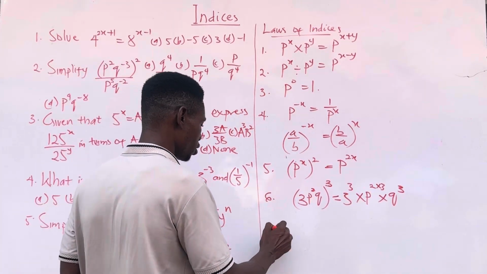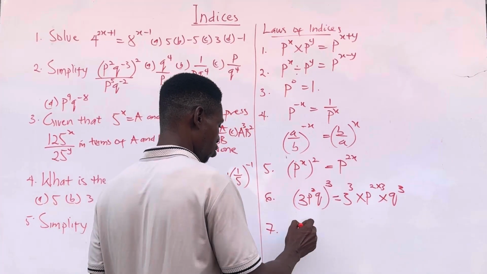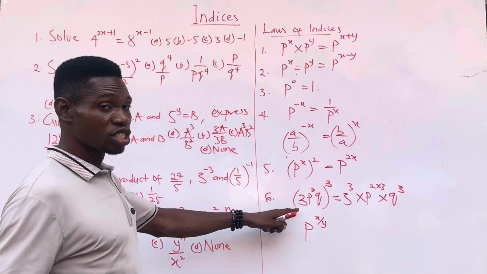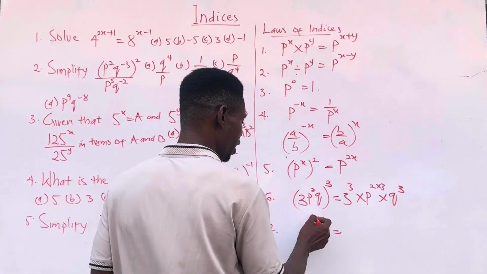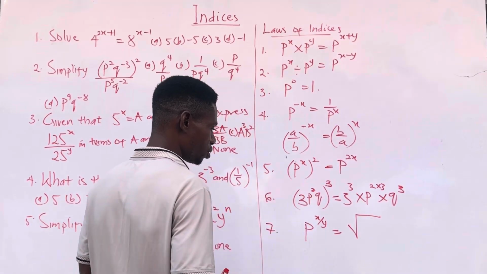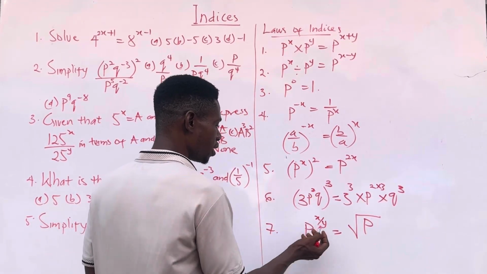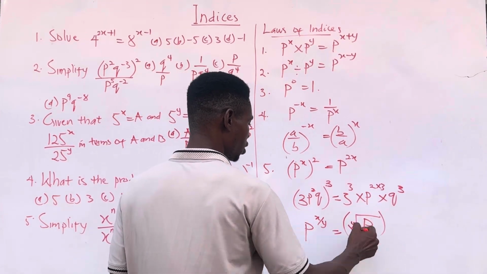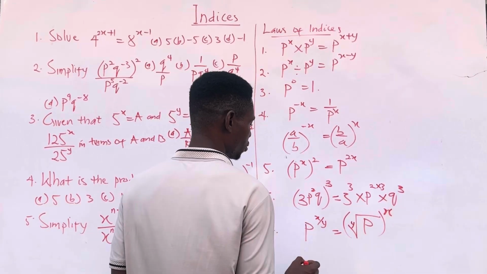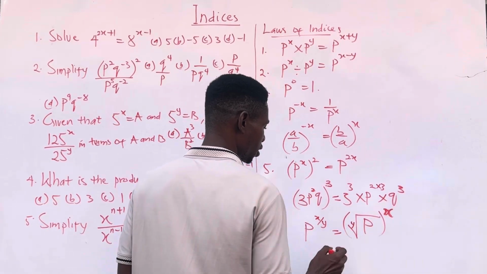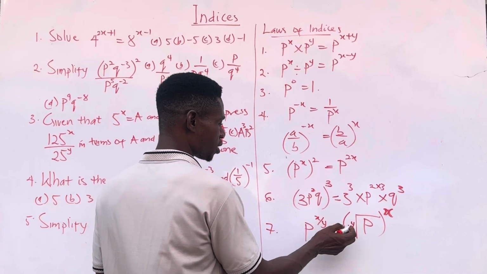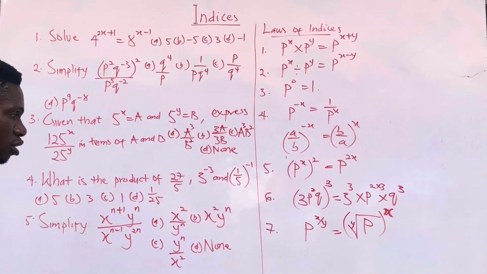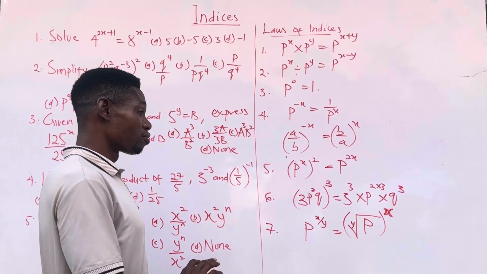Now the last one, the fractional index law. Let's say you have p raised to power x over y. Once the index is fractional, you draw your root sign, your p, which is your number, goes in. The y, that is the denominator, comes down here, and x, which is the power, comes up here. So x over y, the y stays down, the x comes up, then you have your root sign with p. So these are the laws of indices.